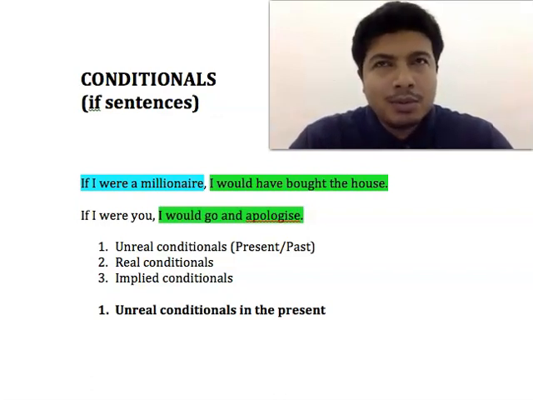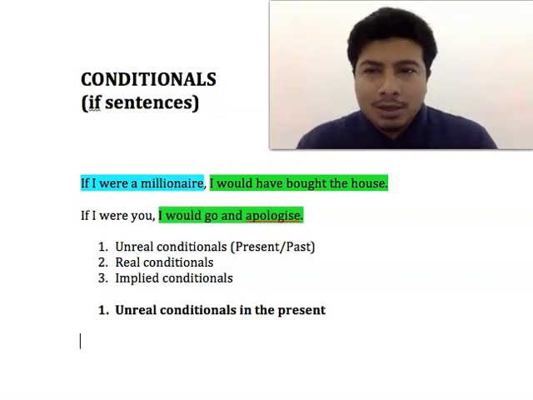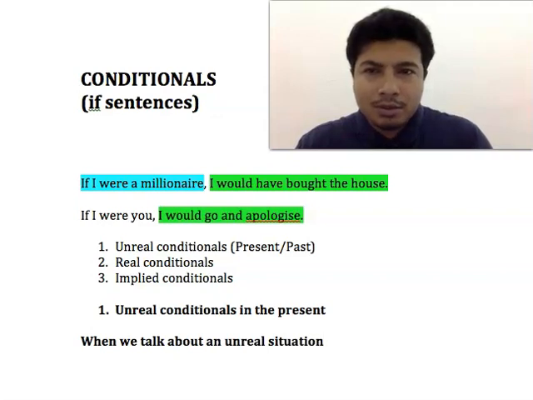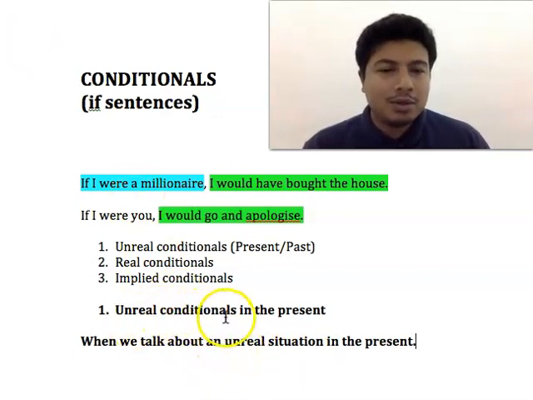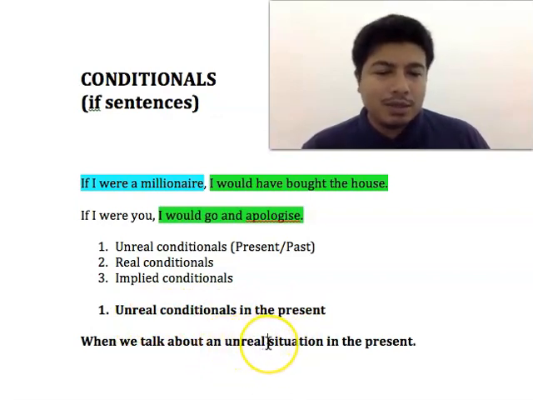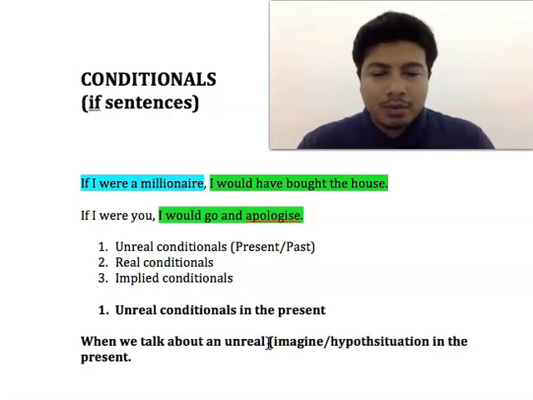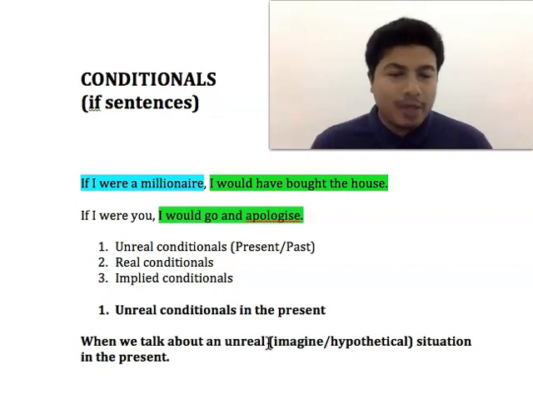What about it? When do we use this type of conditional sentence, when we speak or in writing? Unreal conditionals in the present is when we talk about an unreal situation in the present. That is why we call it unreal conditionals in the present. An unreal situation could be a situation that you imagine to happen, or a hypothetical situation, something that you imagine or suggest would happen, but it won't happen.